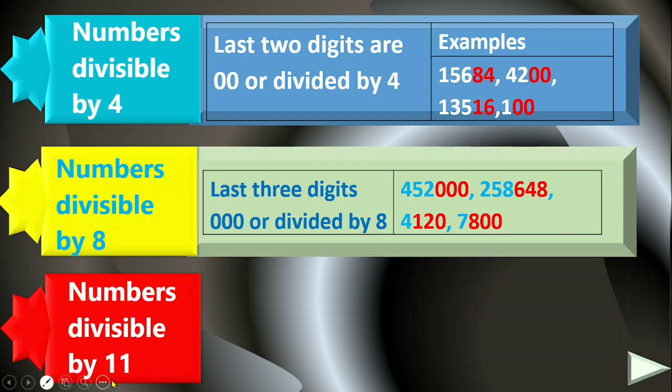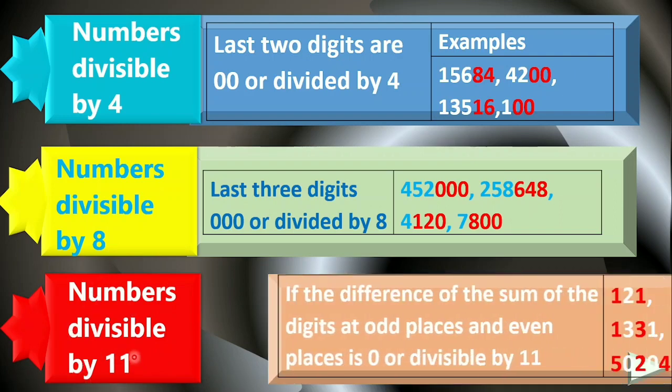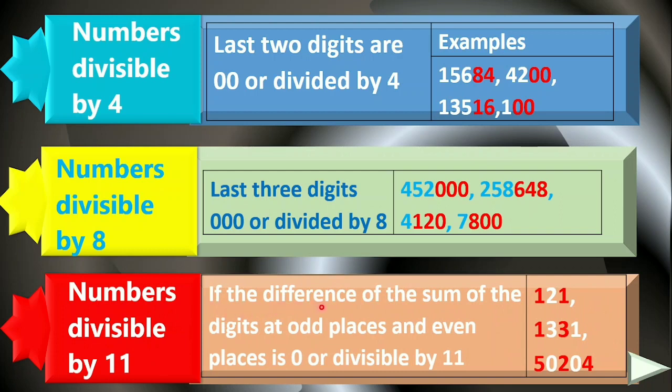Now numbers divisible by 11. If the difference of the sum of the digits at odd places and even places is either 0 or divisible by 11. In 121, odd places are 1 and 1, and sum of odd places 1 1 is 2, and even place is 2, and 2 minus 2 is 0. So 121 is divisible by 11.